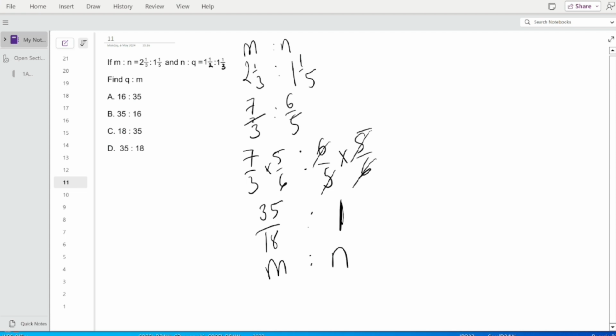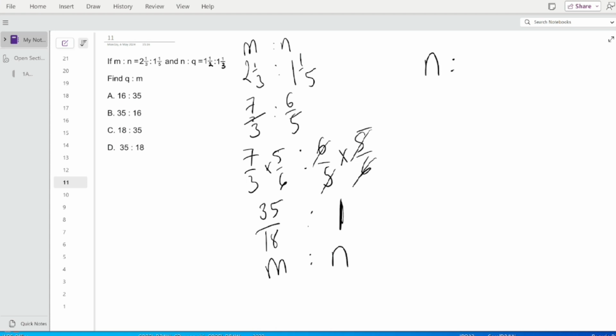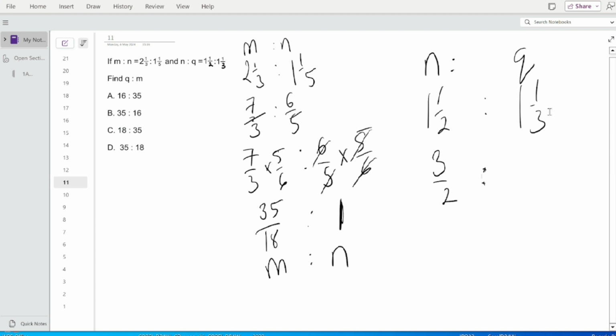For the n and q, we have our n ratio q here as 1 whole number 1 over 2 ratio 1 whole number 1 over 3. We convert both of them into improper fractions. We have 2 times 1, 2 plus 1, 3, that's 3 over 2. And on the other side, we have 3 times 1, 3 plus 1, 4. So we have 4 over 3. Now we know we're trying to make the value of n 1, so we can tally with this and we can blend our q and our m.